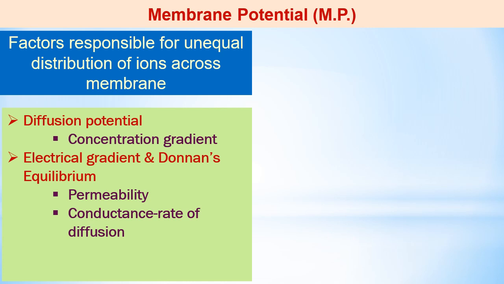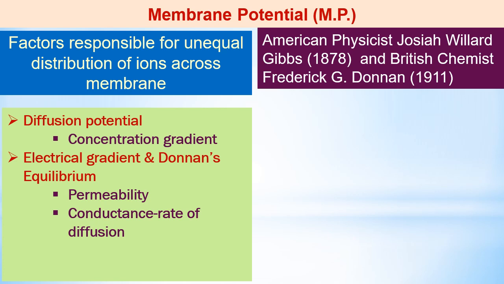The second factor responsible is the electrical gradient and Donnan's equilibrium. To understand it, let us discuss a little more about Donnan's equilibrium. The American physicist Josiah Willard Gibbs in 1878 and the British chemist Frederick G. Donnan in 1911 experimentally proved that there exists an equilibrium between the distribution of ions and molecules inside and outside of the living cell. They called this phenomenon the Donnan effect or the Gibbs-Donnan effect.